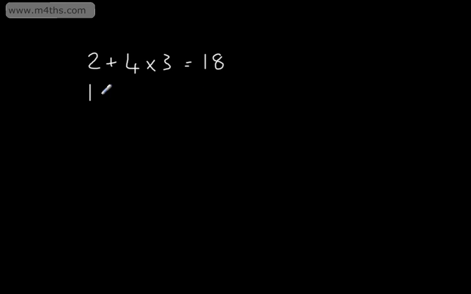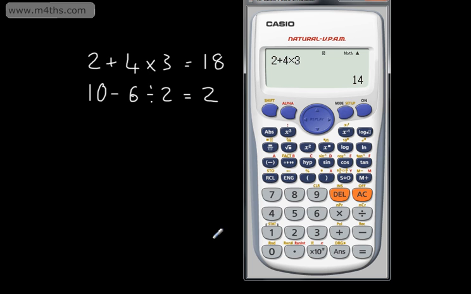Let's do another one. Let's say I've got 10 and I do 10 minus 6 divided by 2. Well, 10 minus 6 is 4. 4 divided by 2 is going to give me 2. If I look at this on a calculator though, I've got 10 minus 6 divided by 2, and that is going to give me 7. Again, 7 quite clearly isn't 2. My calculator isn't broken, it's simply following the order of operations.